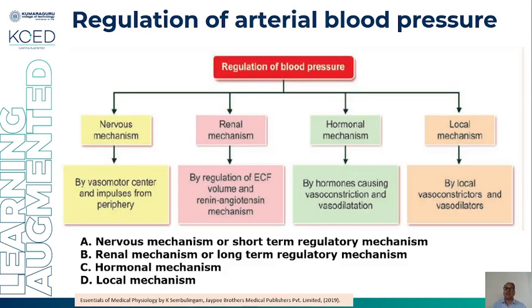Now we have four different mechanisms to control the blood pressure. One is the nervous mechanism, second is renal, third is hormonal, last is local. Now here the nervous mechanism, you see, is totally controlled by nerves, and we have to take that as a short-term regulator. We can't totally depend upon nerves to control the blood pressure.